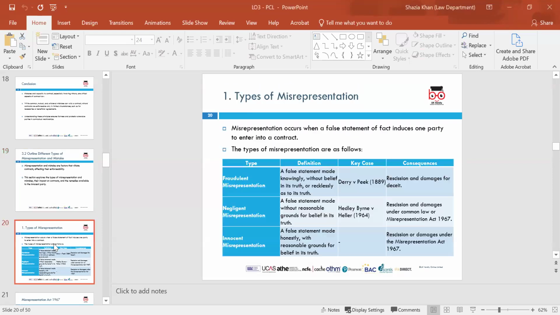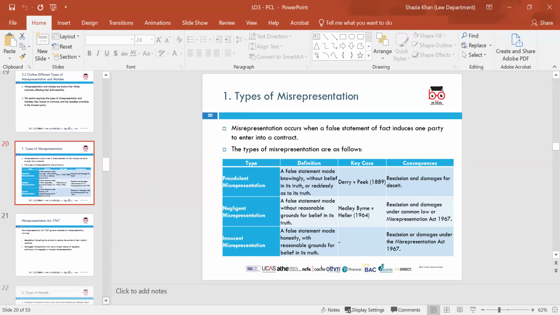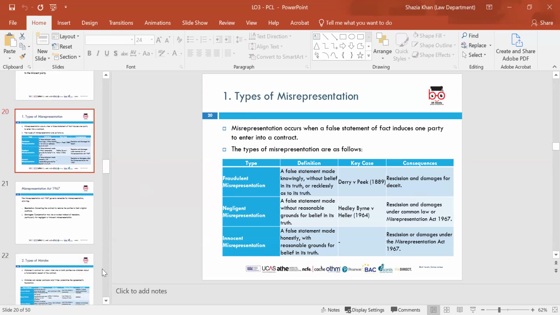So types of misrepresentation, we've got fraudulent, negligent and innocent. A fraudulent misrepresentation is when a party knowingly makes a false statement with the intention to deceive the other party, intending them to rely on it to enter into the contract. The case for that was Derry v Peek, 1889, and the consequences are rescission and damages for the deceit.